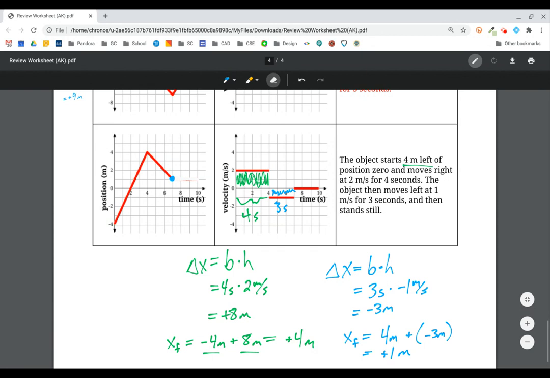And then for standing still, we're just going to have a horizontal line on our position time graph, because the position that it was at 7 seconds, which was positive 1 meters, is going to continue to be the position until 10 seconds.